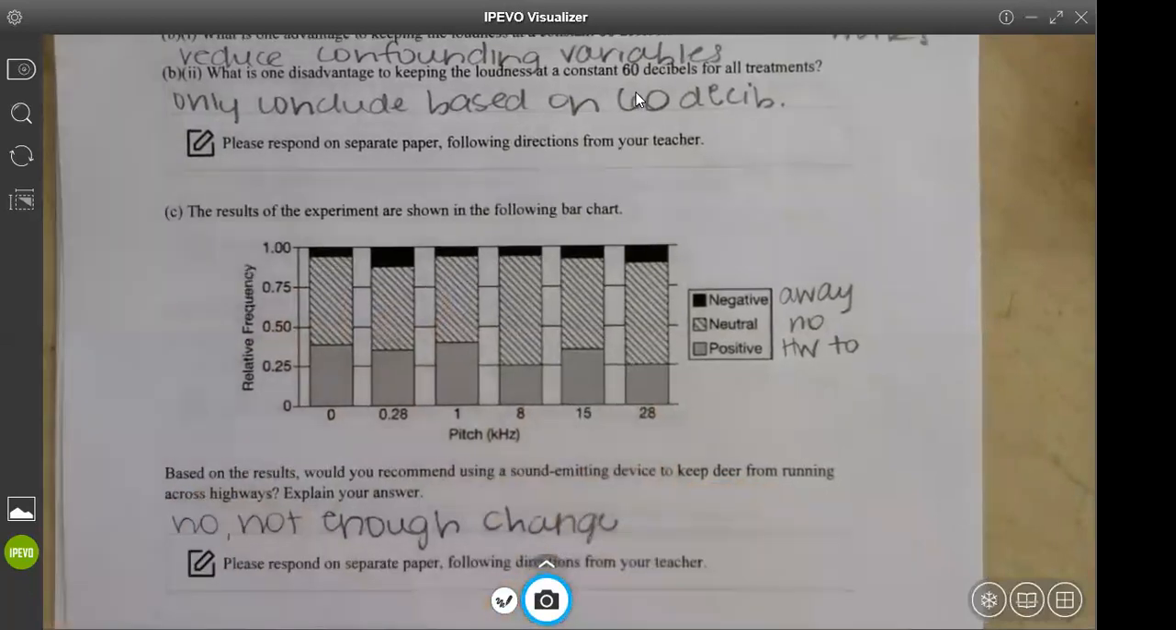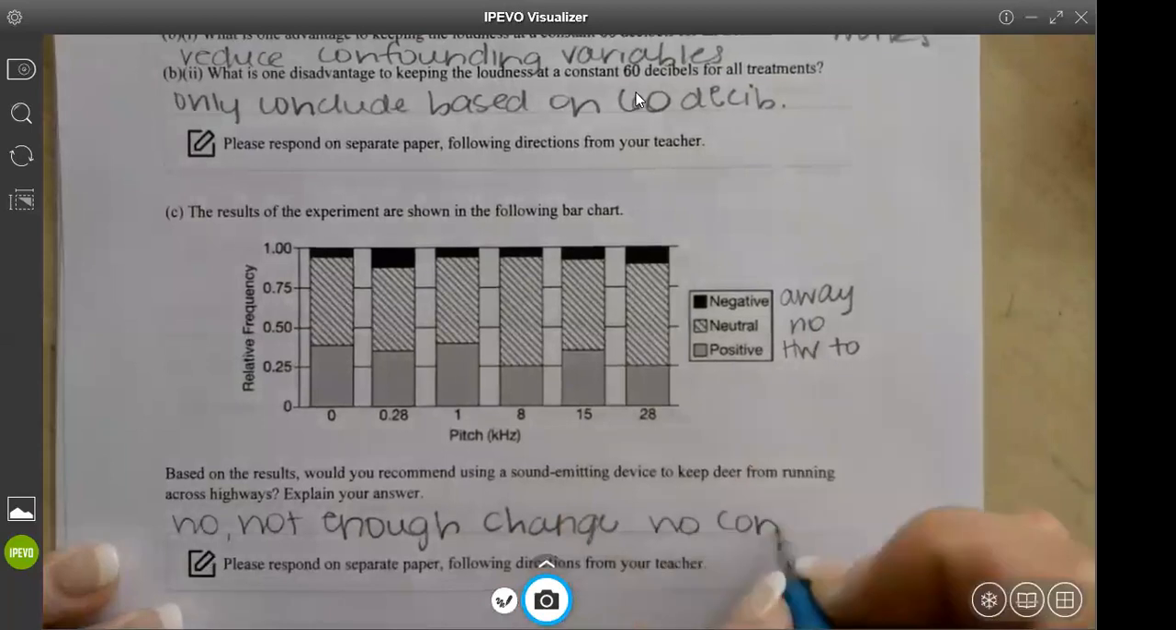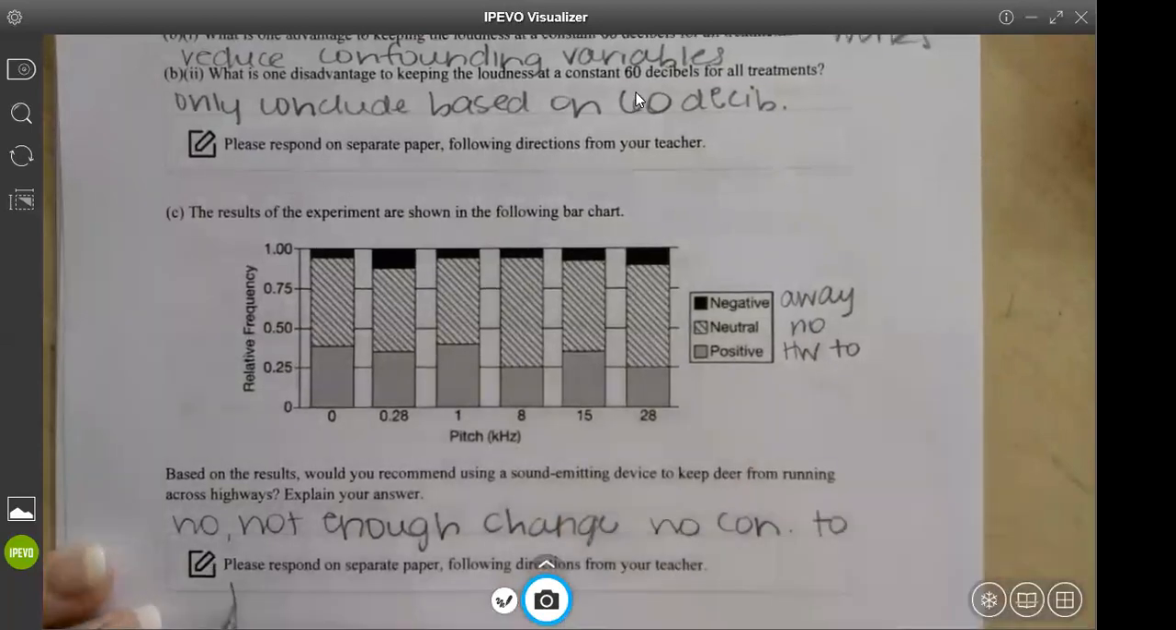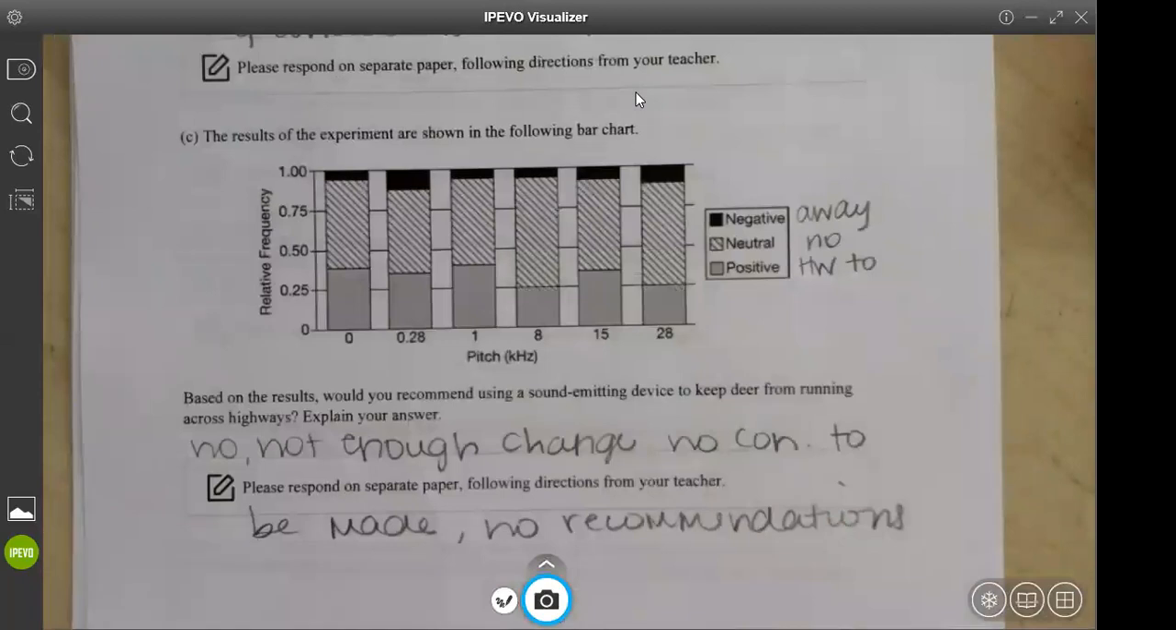Like we could say, okay, no, we definitely can't use them, or yeah, sure, we could use them. But this one says, since there's not much difference from the control, we can't conclude or recommend. Since not enough change, no conclusion to be made, no recommendations. Very good.